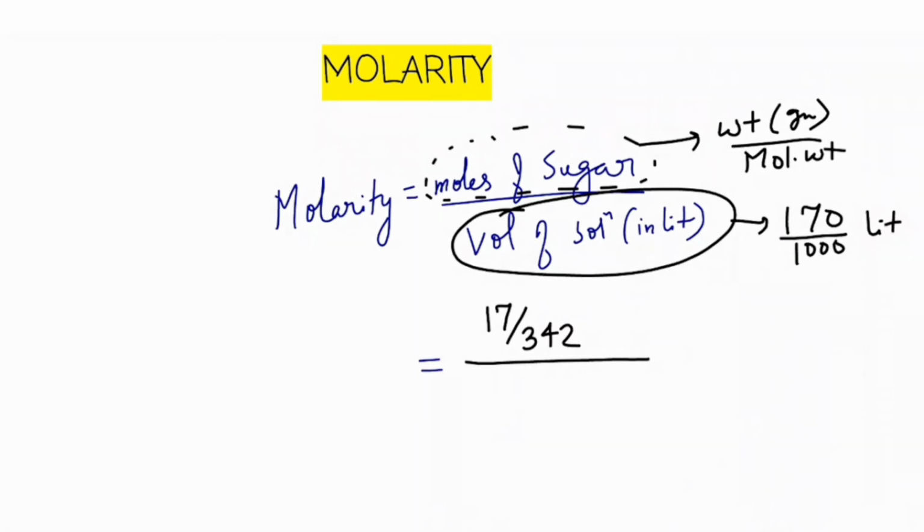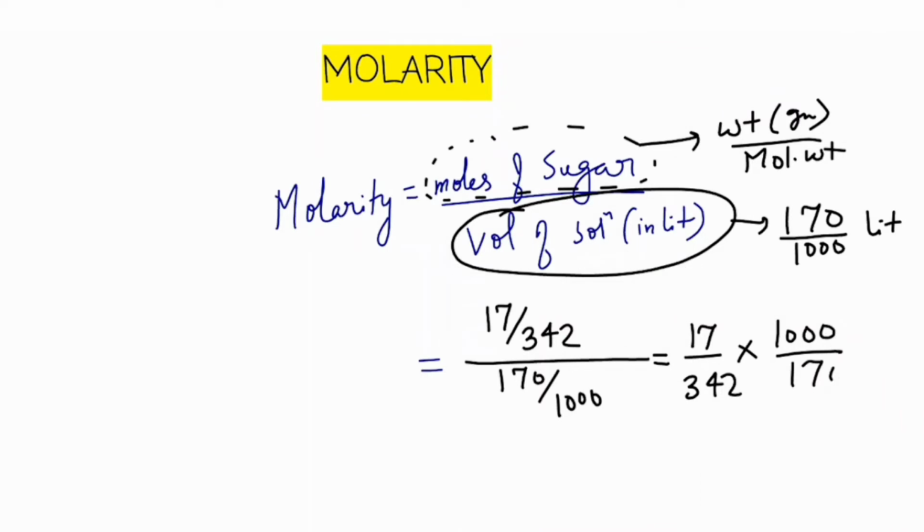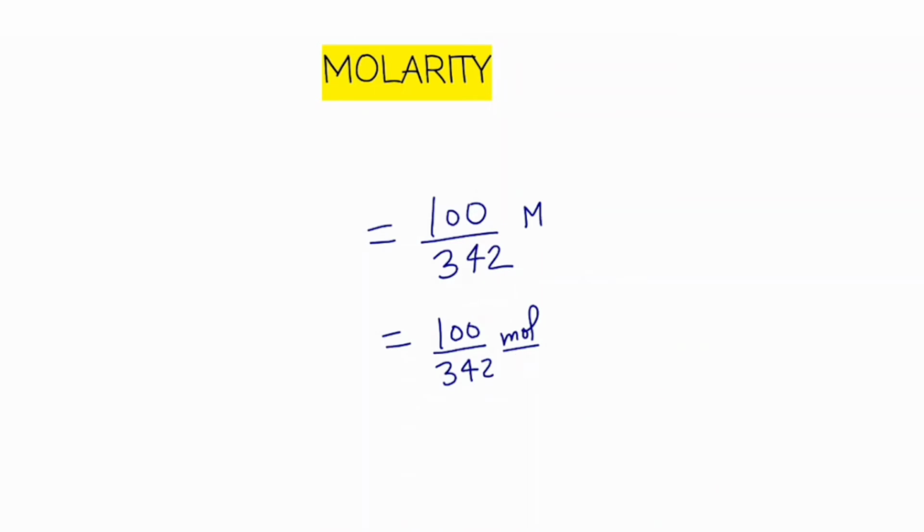Okay, dear students, so volume of solution will be equal to 170 upon 1000. Now we will solve this. 17 upon 342, and 1000 will go in the numerator, and finally after solving this, we will get molarity as 100 upon 342, capital M, or you can say mole per liter. I hope this question is clear to you.